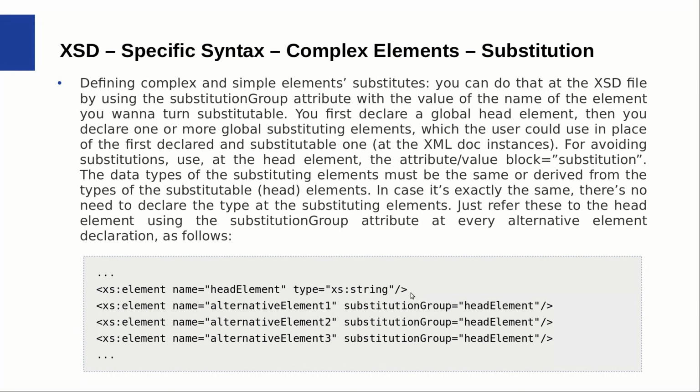But in case it's a derived type, for example, you've got to specify on each substituting element that derived type accordingly. So now let's see a more complete example.